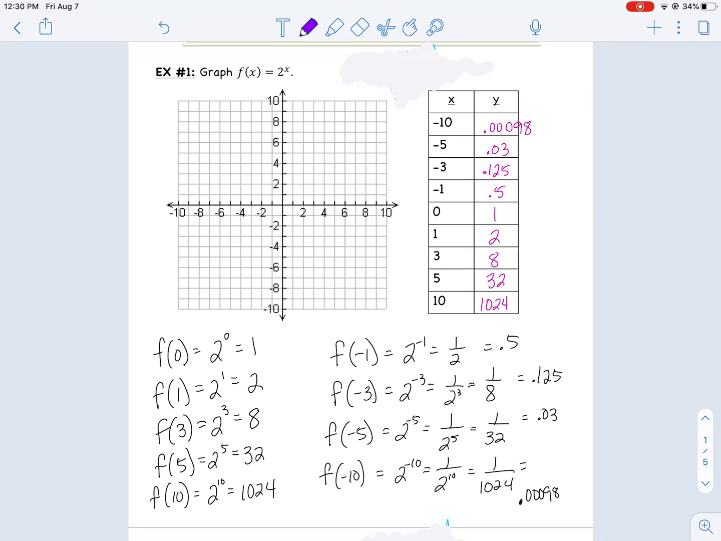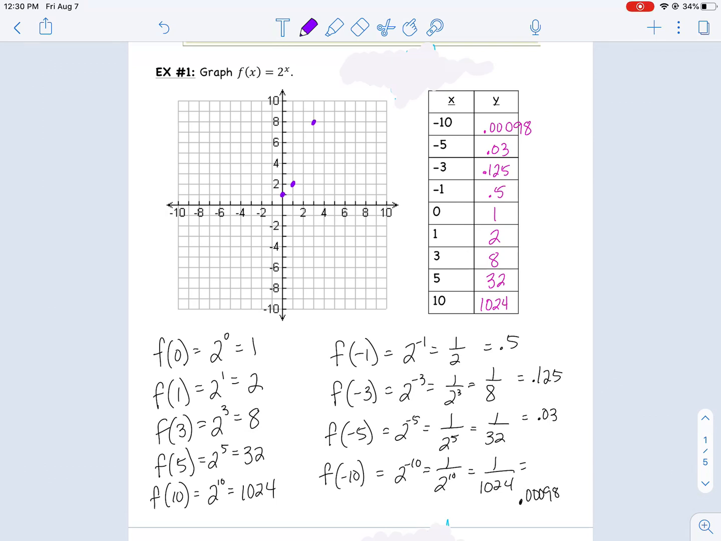So it looks like I have a couple of different points here. I have the point (0, 1). I have the point (1, 2). I have the point (3, 8). I have the point (5, 32), whoa, that's going to be way off my chart. And I have the point (10, 1024), that's going to be really off of my chart. But imagine that there are points way up here to the top at (5, 32) and (10, 1024).